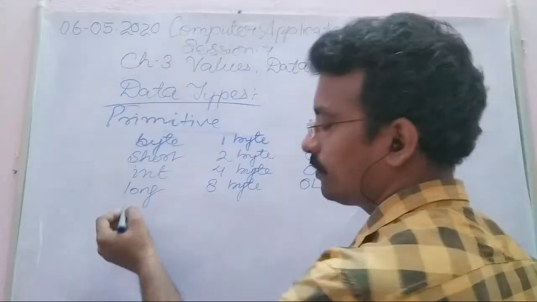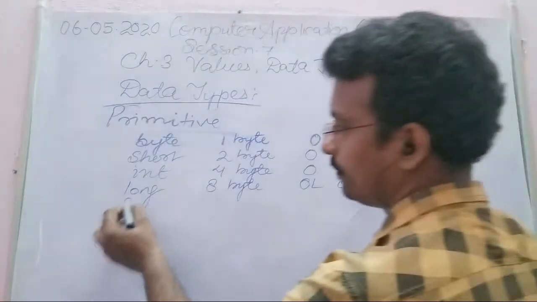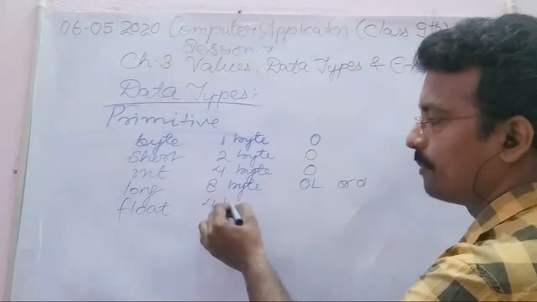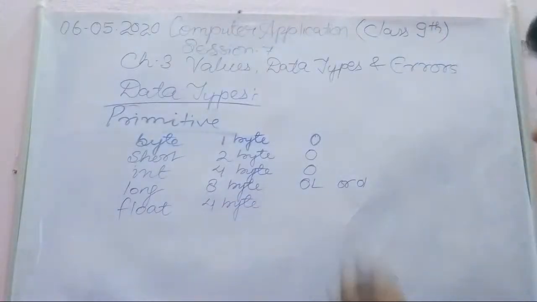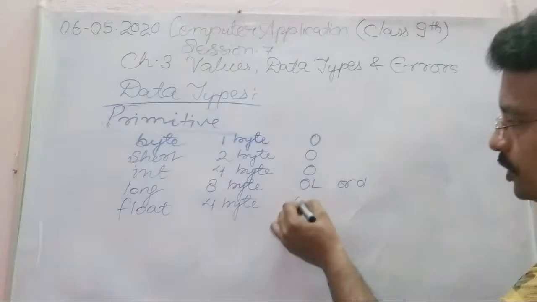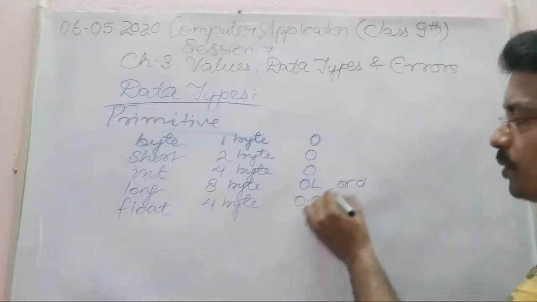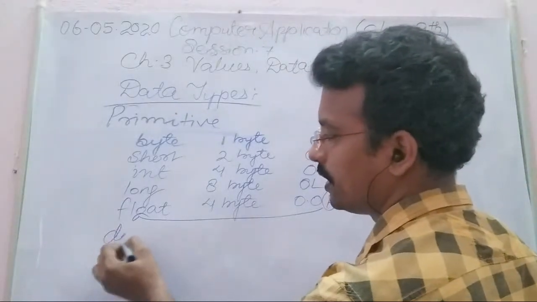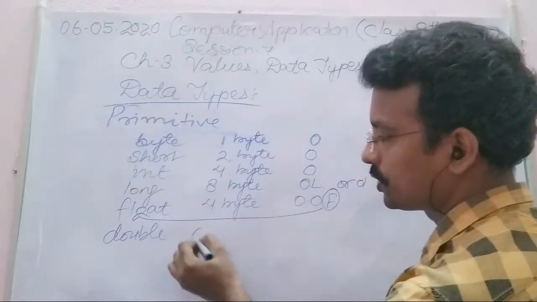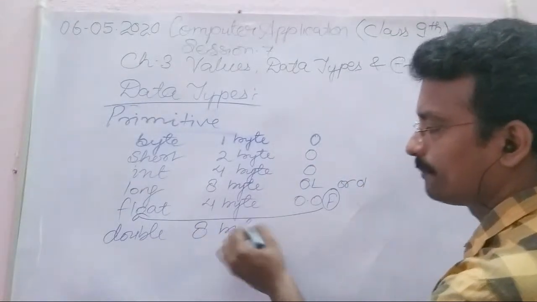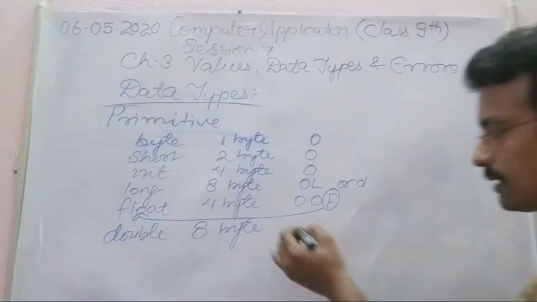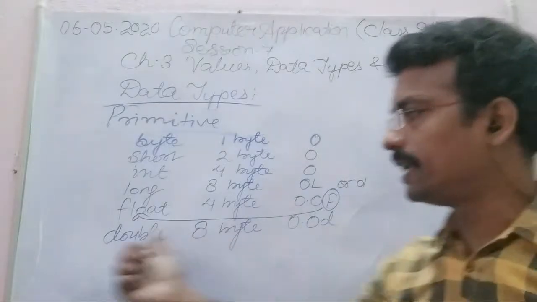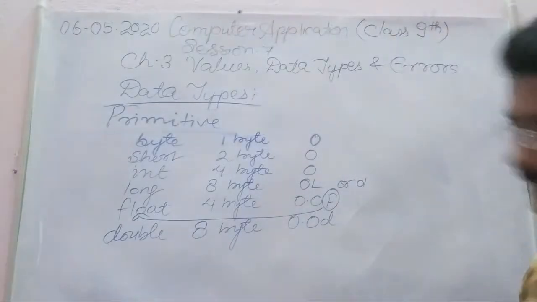Next, float. Float is the data type that uses 4 bytes of memory space, and its default value is 0.0f. F represents float. Next, double, D-O-U-B-L-E. Double uses 8 bytes of memory space, and its default value is 0.0d. D represents double.